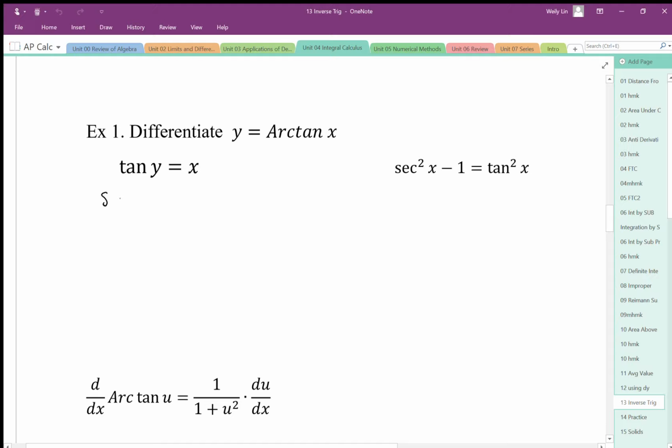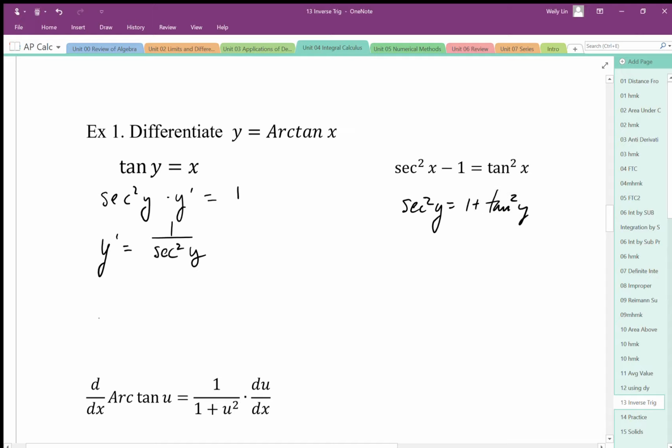We get secant squared y times y prime, because it's an embedded function, equal to 1. We're solving for y prime equals 1 over secant squared y. Okay, so we want to get rid of this expression here, and we want to try to get it back to x. The way we do that is we're going to relate it to that. So we know that secant squared y must be equal to 1 plus tan squared y.